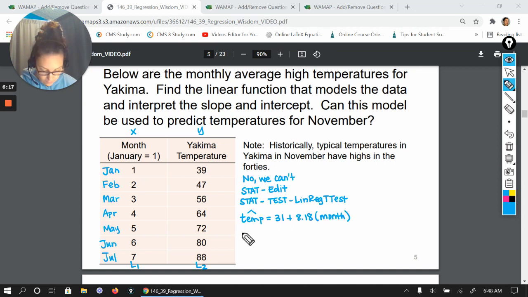So if November is the 11th month, then if I did try to use this model to predict November, I would be putting in number 11 for the month variable for X. So the predicted temperature would equal 31 plus 8.18 times 11. And this would give us an answer of 120.98 degrees. So remember, is that reasonable for a temperature in November? No, not for Yakima.